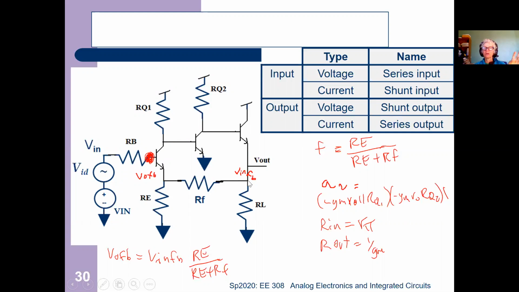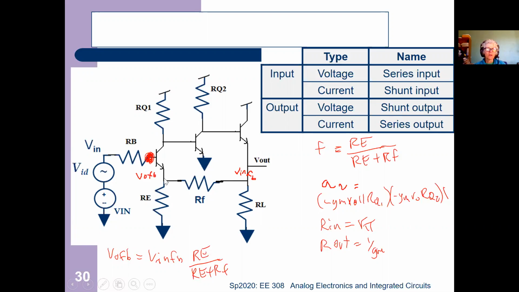So you want this resistance right here to look pretty big compared to whatever resistance is on this node, so this circuit will behave like it usually behaves.